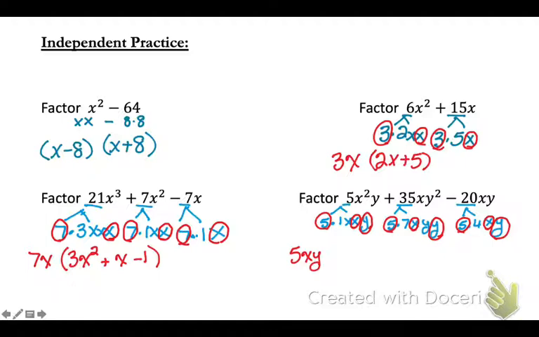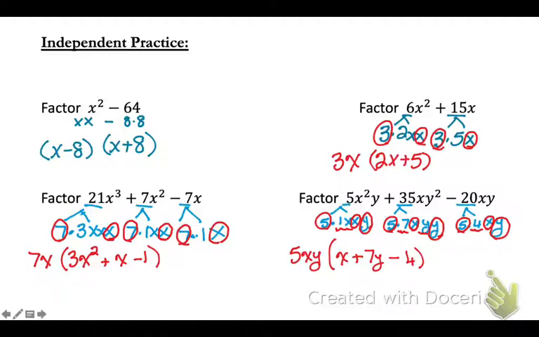Everything else that I did not circle goes back in parentheses. So I have an x there, and I have a 7y on the second term left, and on the very last one I have minus 4. So hopefully you got the same things I did.